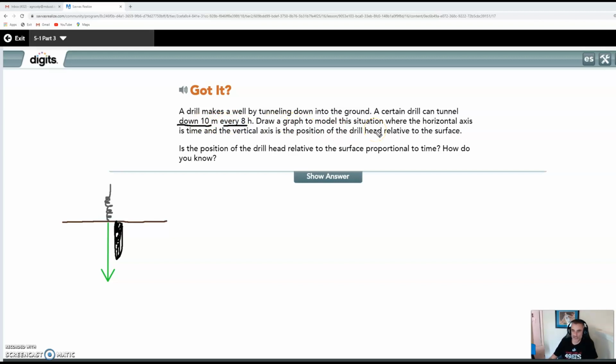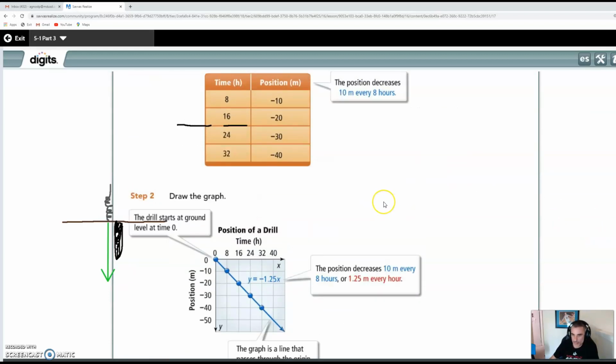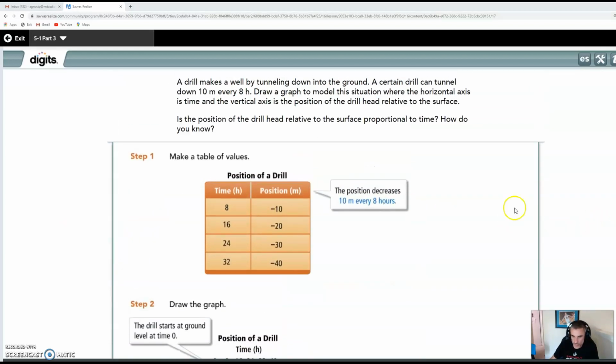Draw a graph to model the situation where the horizontal axis is time and the vertical axis is the position of the drill. And then it says, is the position of the drill head relative to the surface proportional to time? All right, let's take a look at their graph here. Well, actually, they do a couple things here for us. They made a table of values. So similar to what I did in the first problem, based on this information that they give us, that we go 10 meters every 8 hours, notice how we're moving by 8 every time.